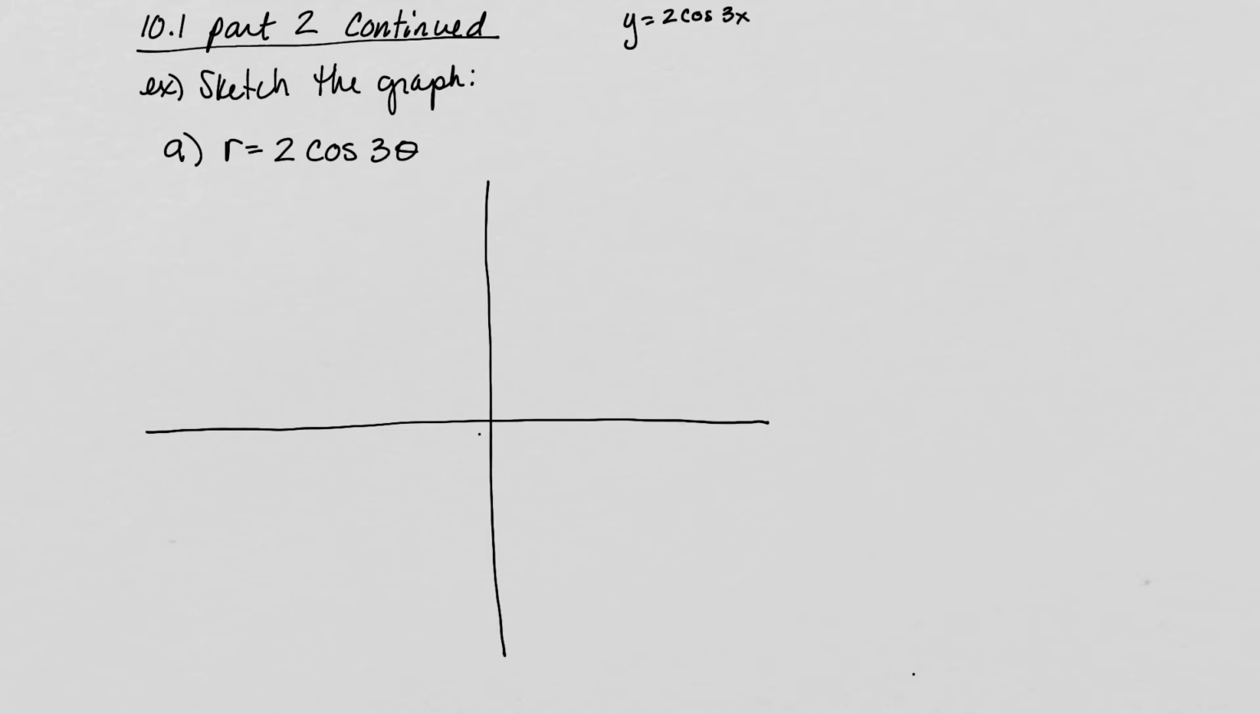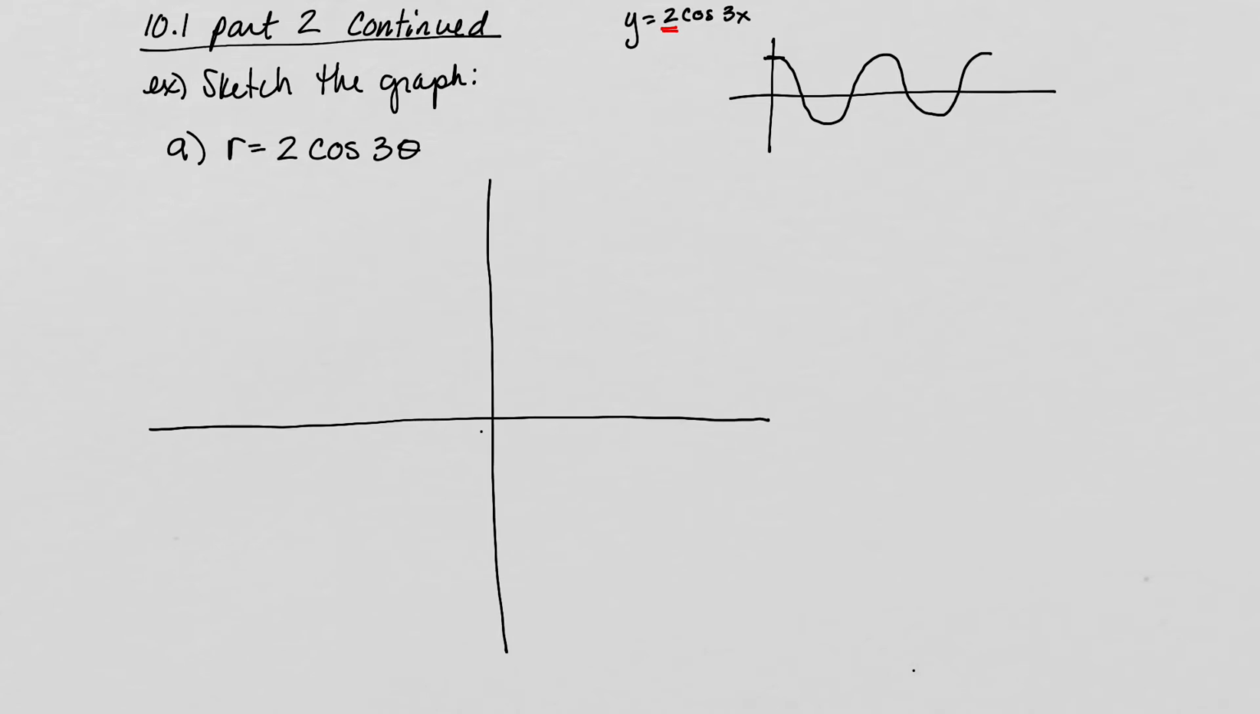So to help us remember, the 2 changes the amplitude. So if you were drawing the general cosine curve, it looks like this, right? So we're going to have some of them going out here. Usually it's one high and one low, but in this case, because we have that 2, it's going to be 2 high and 2 low. And then the 3 changes the period, right? So the period is now going to be 2 pi over 3.